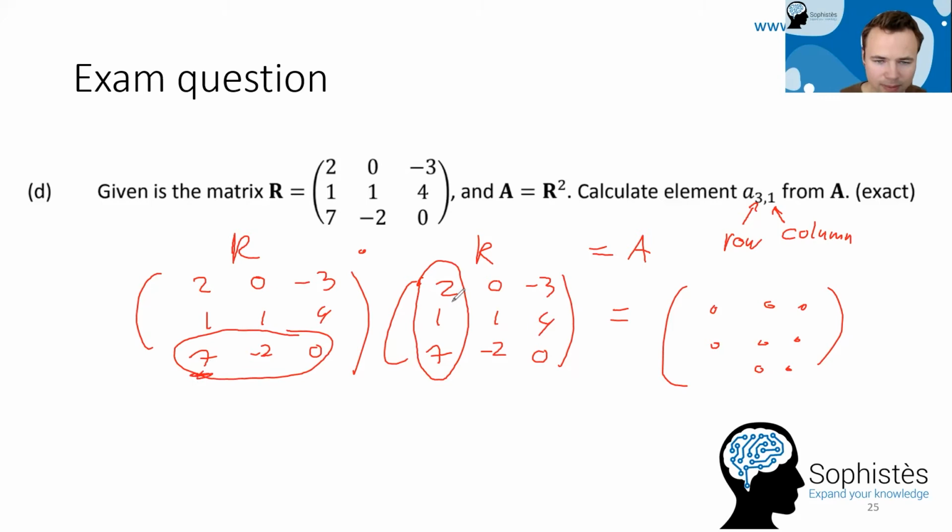So I do 7 times 2, which is 14. And then negative 2 times 1 is minus 2. And then 0 times 7 is plus 0. Do you guys agree with this? And then this will give me 12. So this element here, the row 3 column 1 element, is 12. That's the final answer, 12.